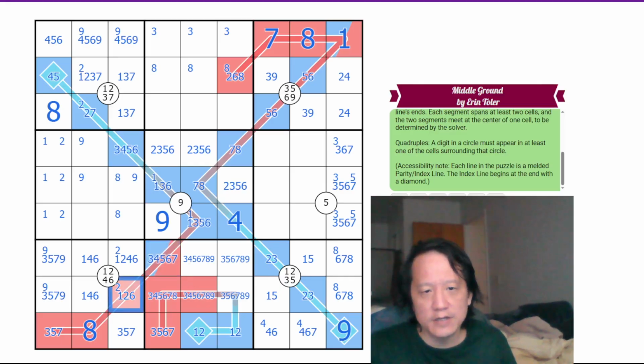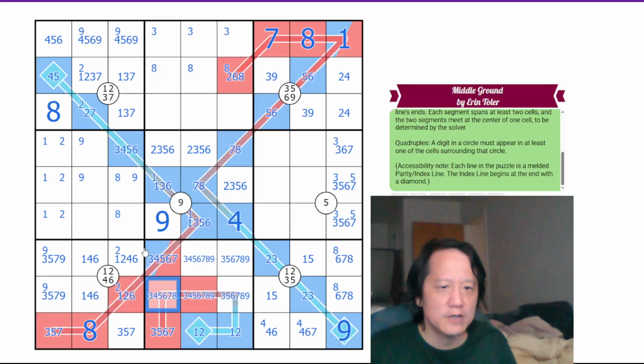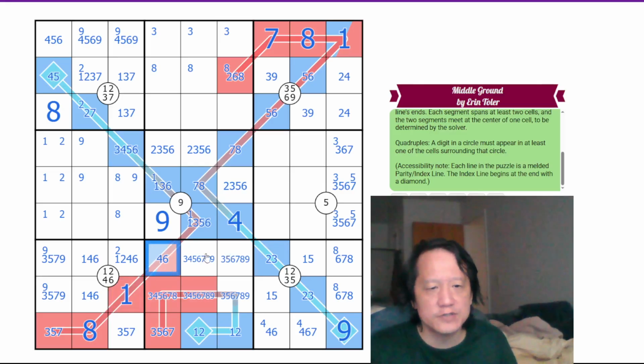So again, we know this can't be 8, but we're testing if this is index. So, if this is parity, if it melds there, then this has to be 1, no 3, 5, or 7. 1 eliminates 1 here. It's 3, 7 as a pair. That means this can't be 3 or 7. 1 eliminates 1 here, so it's 5 and 1. That means this can't be 5.